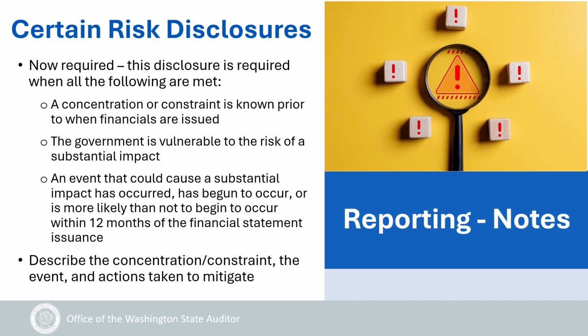The concentration or constraint is known prior to the issuance of the financials. The impact is substantial. Think massive. The event has occurred, begun to occur, or is more than likely to occur within 12 months of the financial statement issuance. The note requires a description of the concentration or constraint, the event that will trigger the impact, and what actions, if any, will be taken or have been taken.